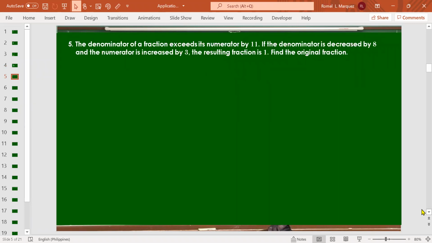What about number 5? The denominator of a fraction exceeds its numerator by 11. So we have a fraction. If the denominator is decreased by 8 and the numerator is increased by 3, the resulting fraction is 1. Find the original fraction. So again, the denominator of a fraction exceeds its numerator by 11. So if I have, let's say, my fraction, let n be the denominator of the fraction.